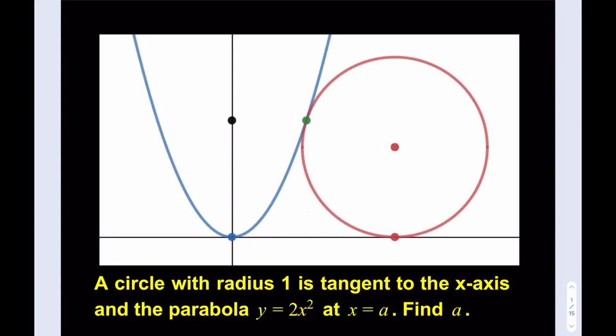Hello everyone. In this video we're going to be solving a geometry puzzle with calculus flavor. So we do have a circle with radius 1 that's tangent to the x-axis and the parabola y equals 2x squared at x equals a. We are supposed to find a. Okay, so the x-coordinate of the point of tangency, in other words.